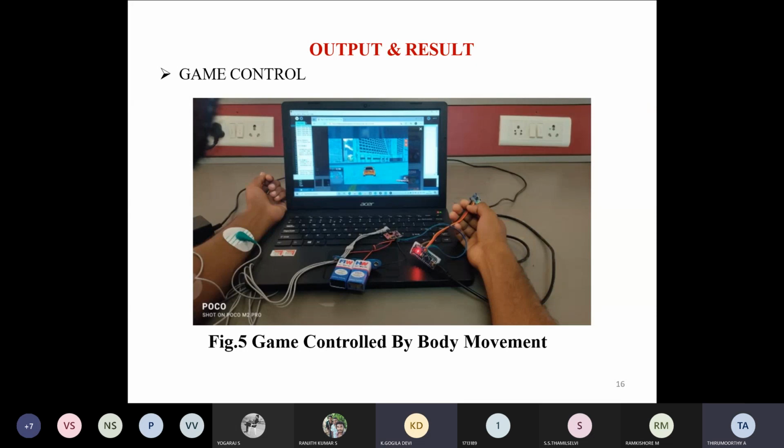Okay. And when you showed it first, it was with the leg, right? Now, ma'am, in your picture you are using the hand. Ma'am, our project works with both leg and hand, ma'am.